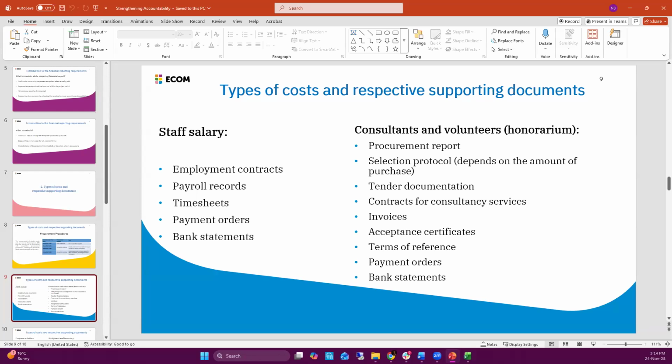For the consultants and volunteers, the documentation is equally important and procurement rules apply. So what you need to provide is the procurement report that I spoke about above, the selection protocol, the tender documentation, if it's applicable, contracts for consultant services, terms of reference, which are describing the assignment, invoices, acceptance certificates, confirming provision and completion of the services, payment orders and bank statements, as I have already mentioned in the staff salary section.